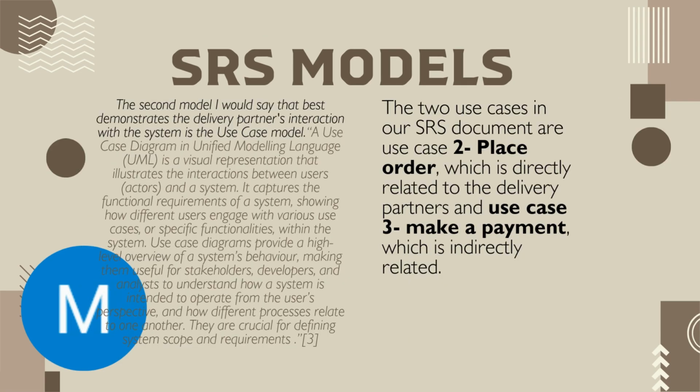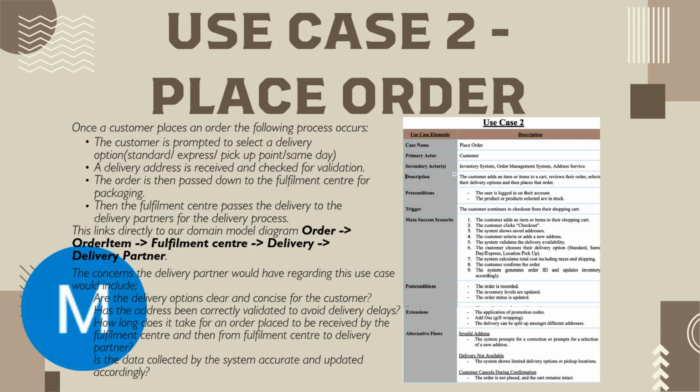The next would be use cases. Use cases display how different actors act within the system. For delivery partners, the most relevant is use case 2, place order. It describes the process leading up to the delivery process. The customer chooses a delivery option, provides personal information, and then once payment is confirmed, the order is handed to the fulfillment center and then to the delivery partners.